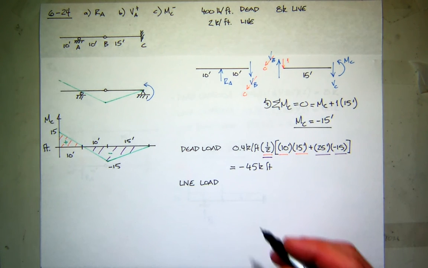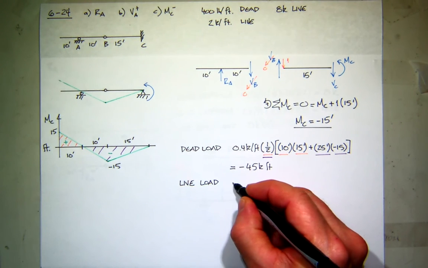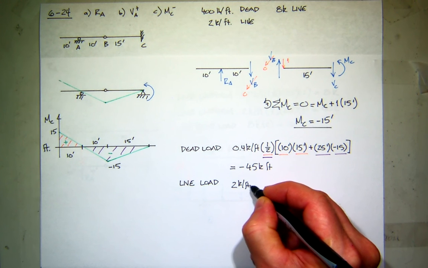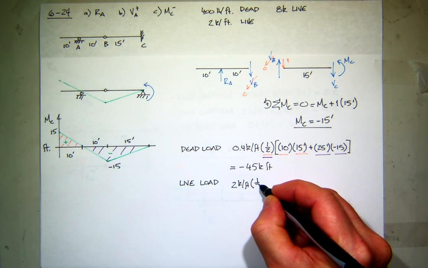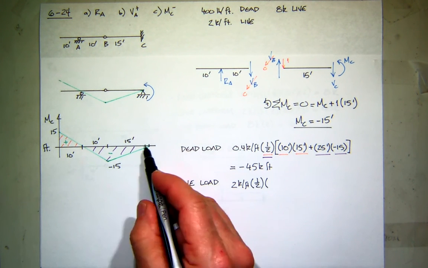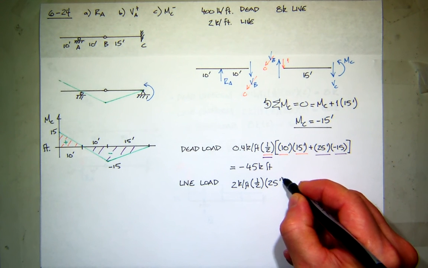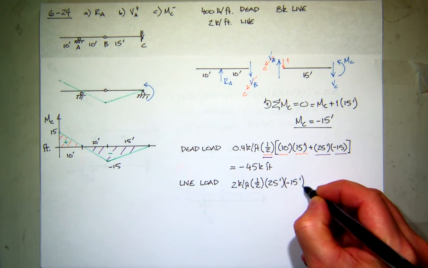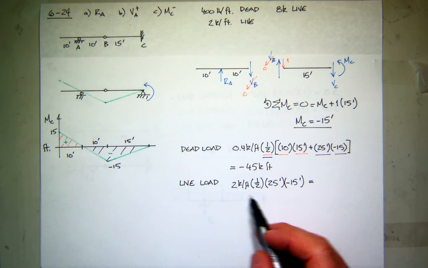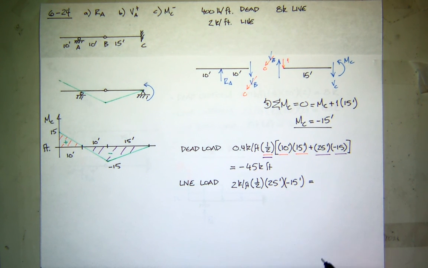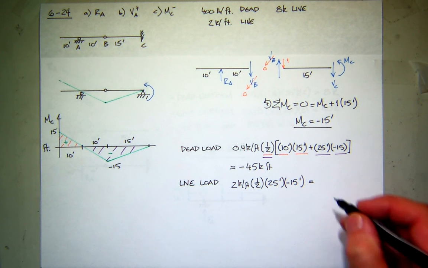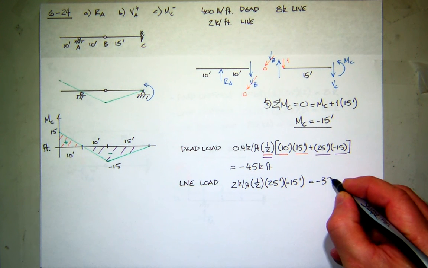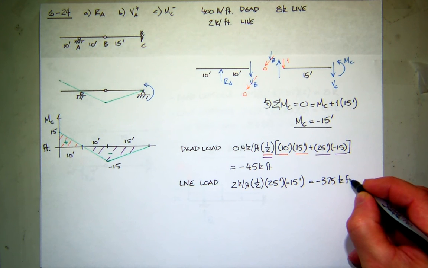So that area times the intensity of that load, so it's going to be 2 kips per foot is the load. It's a triangle, so it's 1/2. And what's the base of that triangle? 25. And the height, minus 15. Well, conveniently, those two cancel, so you get 25 times 15, which is 375. Yeah. That's negative 375, and that'll be kip feet.